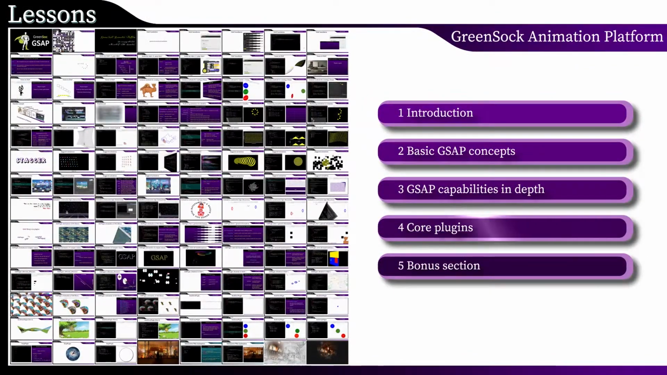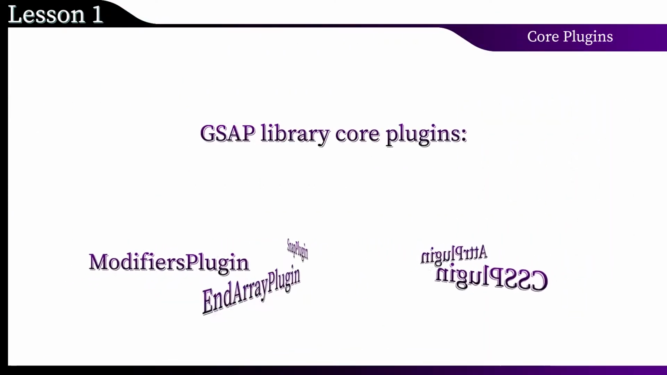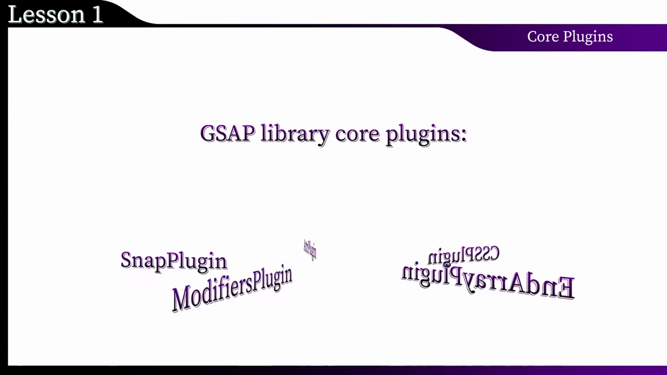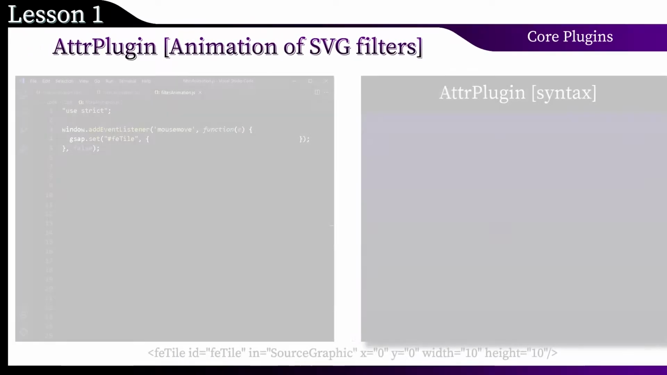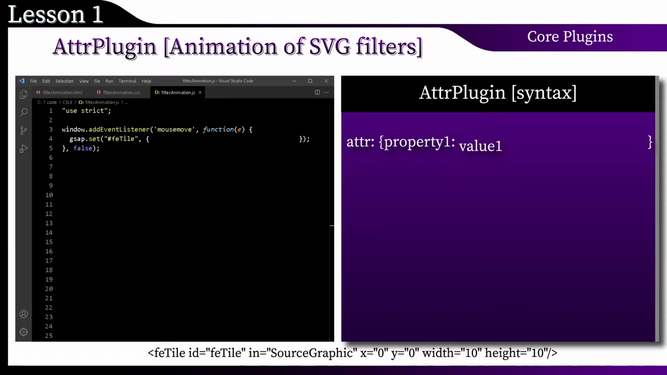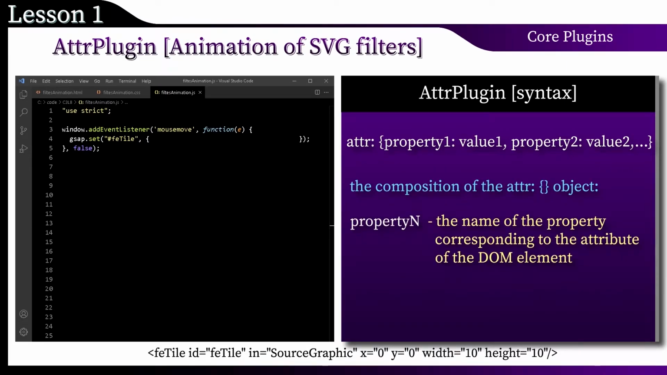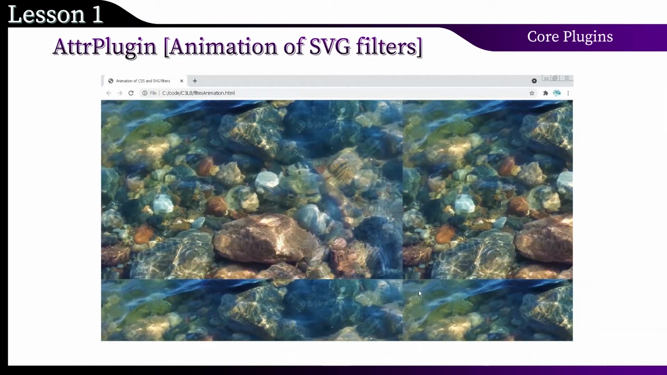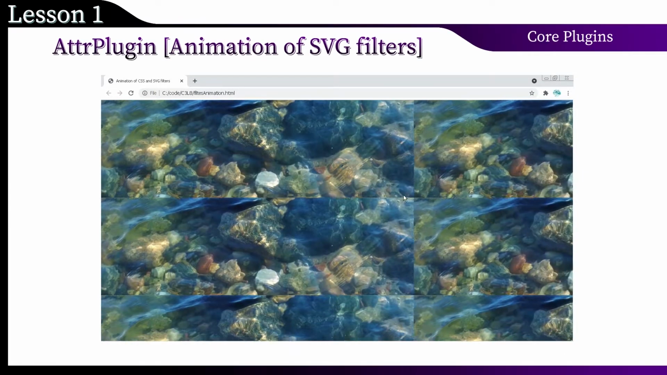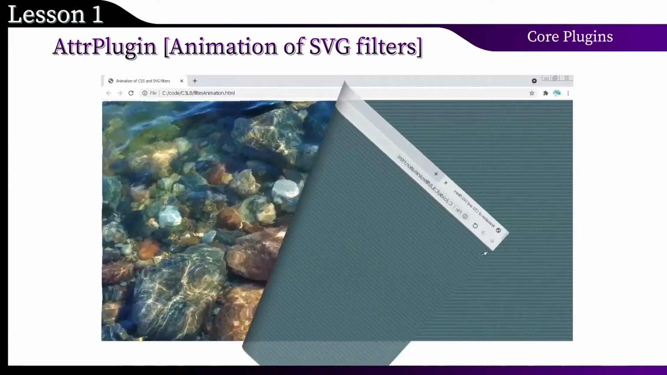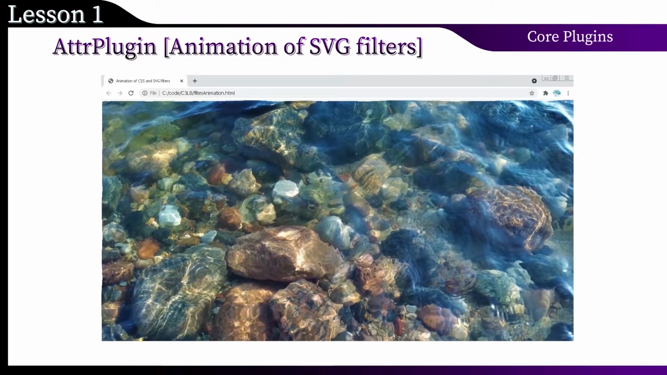In the next chapter, we will examine the core plugins that are included in the main module of the GSAP library. And we'll start with a plugin that lets you animate any numeric attribute of a DOM element. And we will animate the attributes of SVG filters as examples. First, we'll manipulate the size of the tile pattern. And then we'll try to animate the static image.